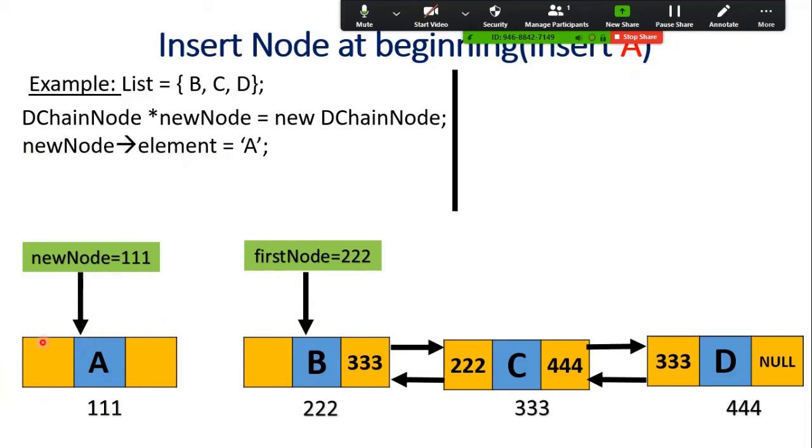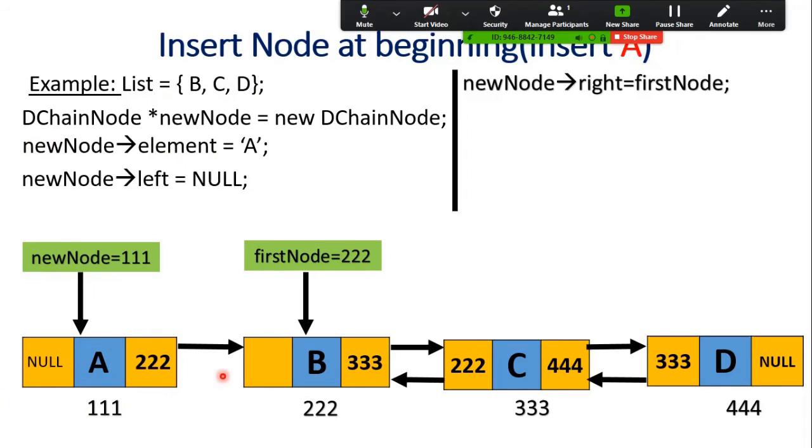Next, what should the left link be? The left link should be null because this will be the first node, right? So new node of left, this is my new node. New node of left is what? Null. So that's what we have done here. Once we create a node, we have placed the data in the data field, that is node A, and we have filled the left link as null. Then we can establish a link between A and B.